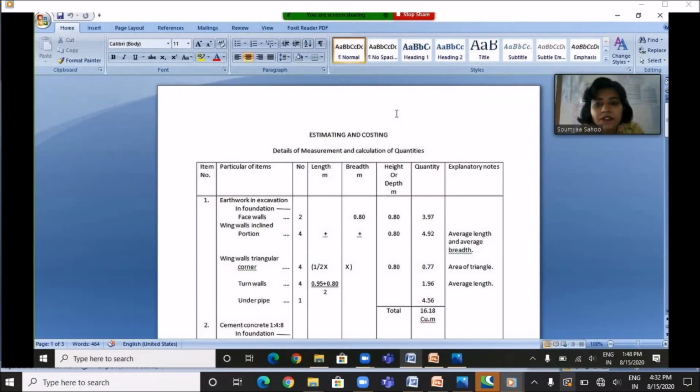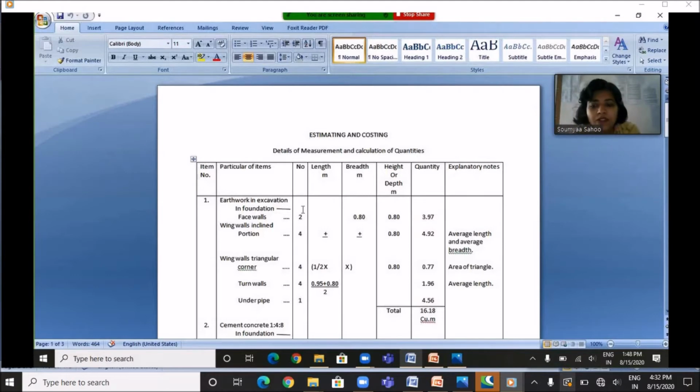So for the detailed estimation of a Hume pipe culvert, you have to draw a table showing the details of measurement and the calculation of quantities. In the table, you have to mention the item number, the particulars of items, number of items, length in meter, width in meter, height or depth in meter, and then quantity, and then explanatory notes. Okay. So first work is earthwork in excavation.